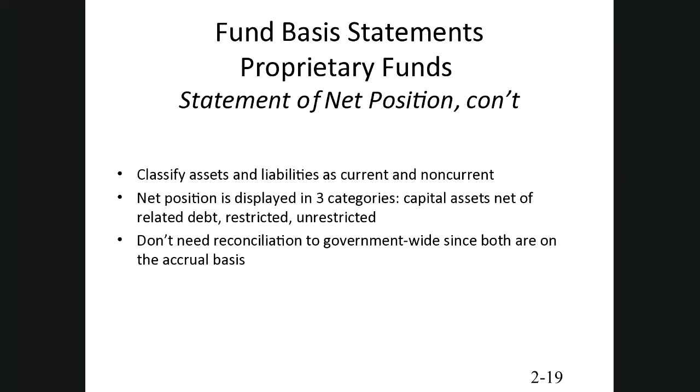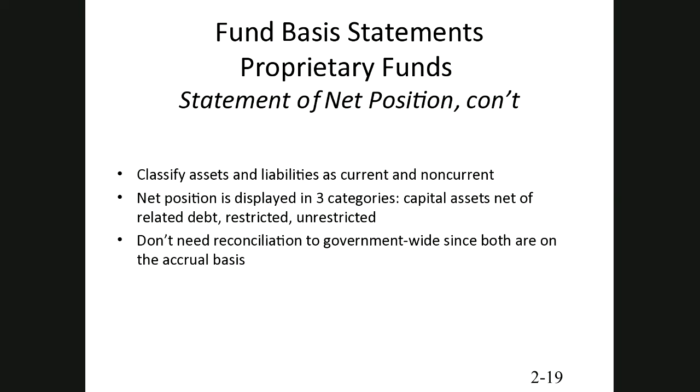Here we do classify assets and liabilities formally as current and non-current, which is more what you're used to seeing on the business side. We have net position in those same three categories that we talked about earlier: capital assets, net of related debt, restricted, and unrestricted. And here you don't need those reconciliations because of both the accrual basis of accounting and the economic resources measurement focus.